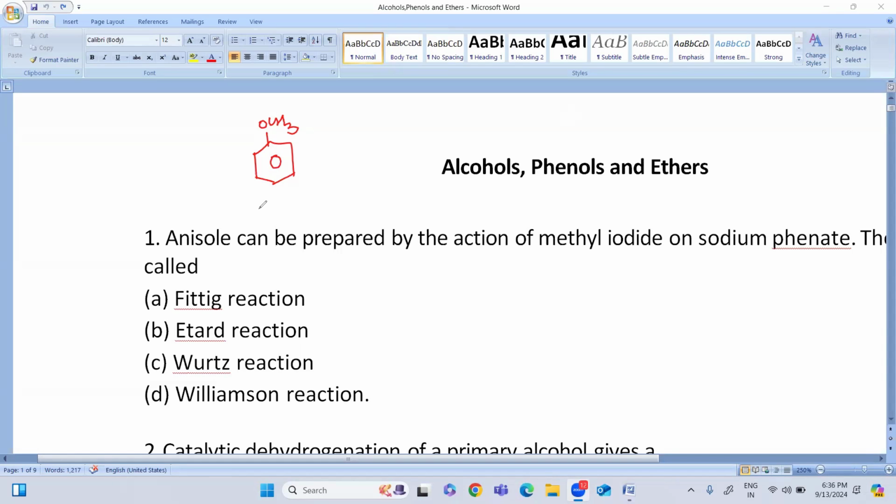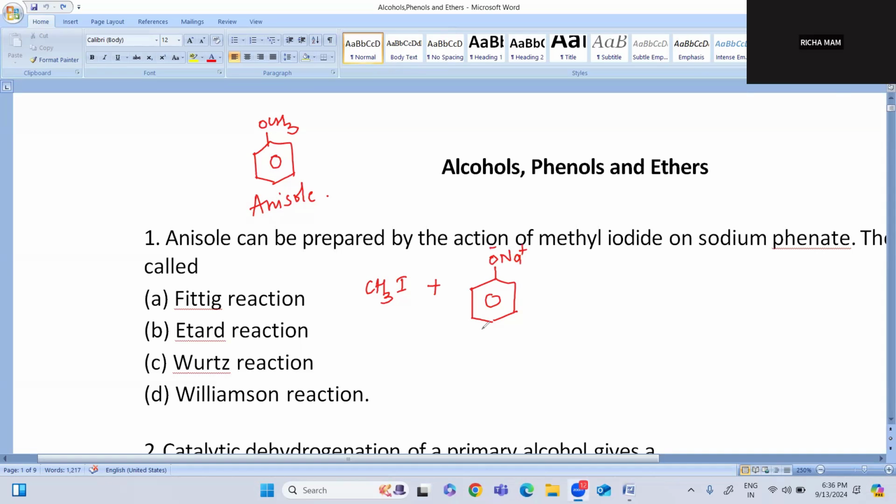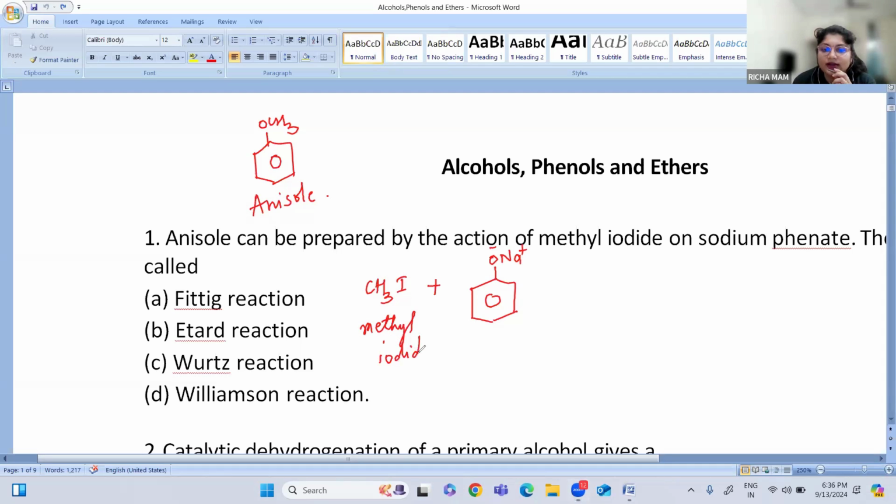This is the compound which has to be prepared, a benzene ring with a methoxy group, which is called anisole. So how can this compound be prepared? By the action of methyl iodide. Let us write methyl iodide plus sodium phenate. What is sodium phenate? This is sodium phenate, that is ONa, a sodium salt, or you call it sodium phenoxide. So when methyl iodide reacts with sodium phenate, or sodium phenoxide, you get anisole, OCH3.